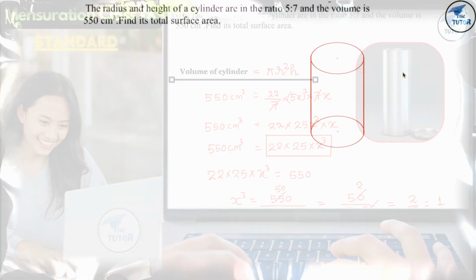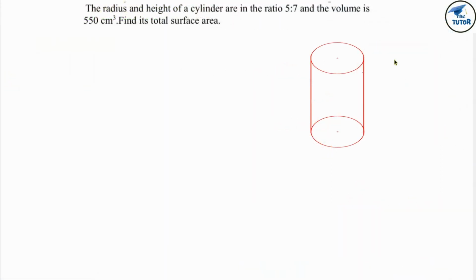The radius and height of a cylinder are in the ratio 5:7 and the volume is 550 centimeter cube. Find its total surface area. Here's a diagram for the cylinder.